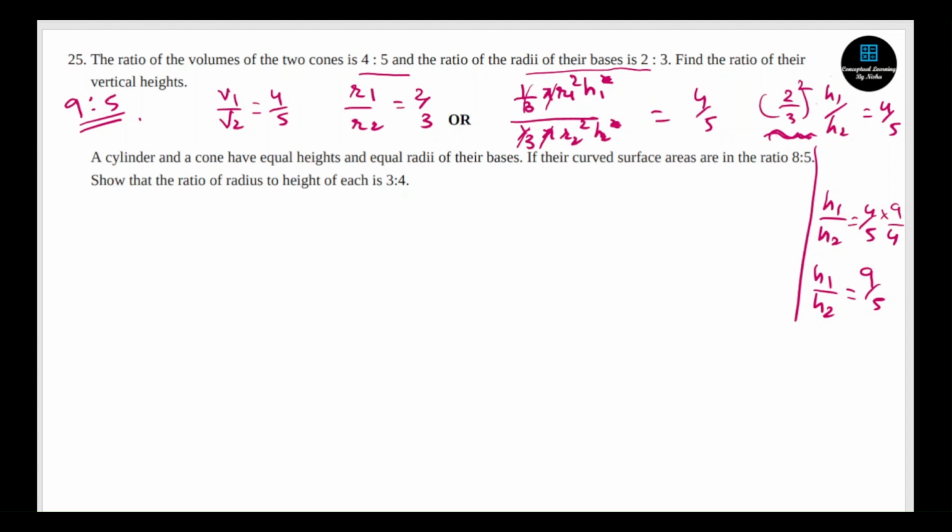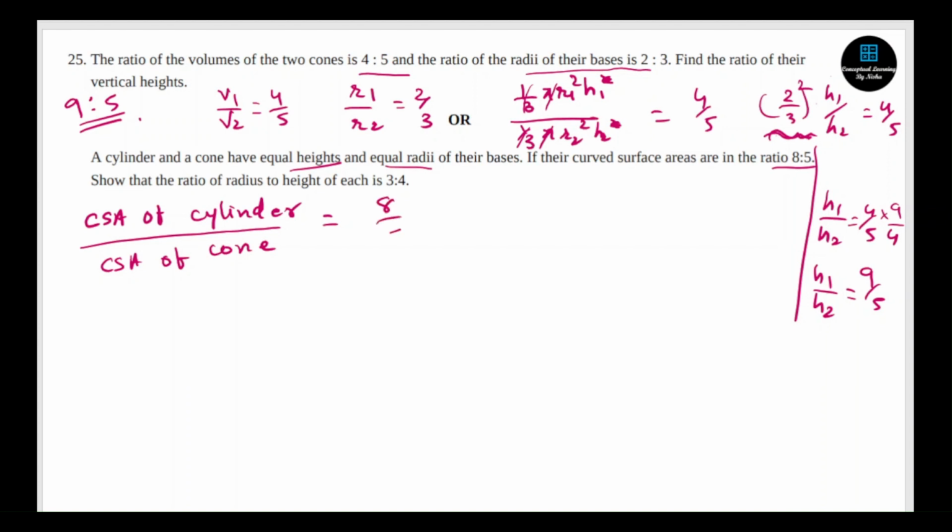Now the second question. What is given to us? Cylinder and cone have equal heights and equal radii. If the curved surface areas are in the ratio, so CSA of cylinder to CSA of cone, they have given this ratio as 8 to 5.